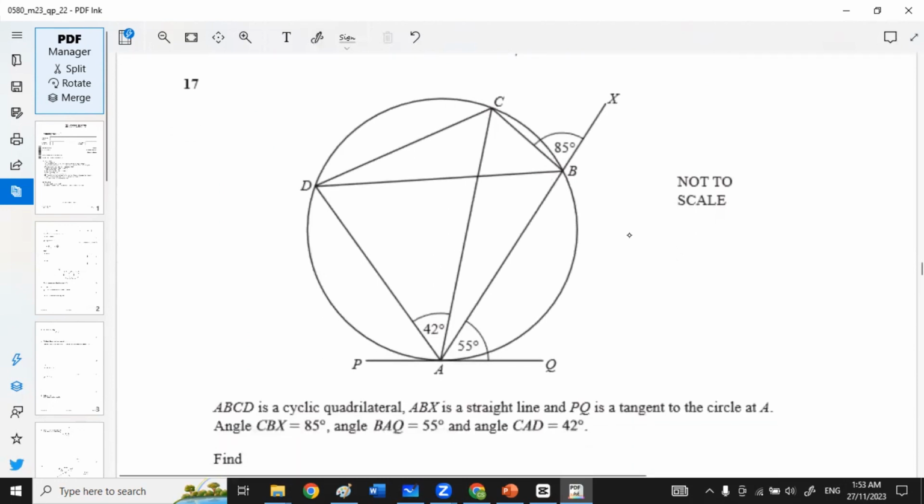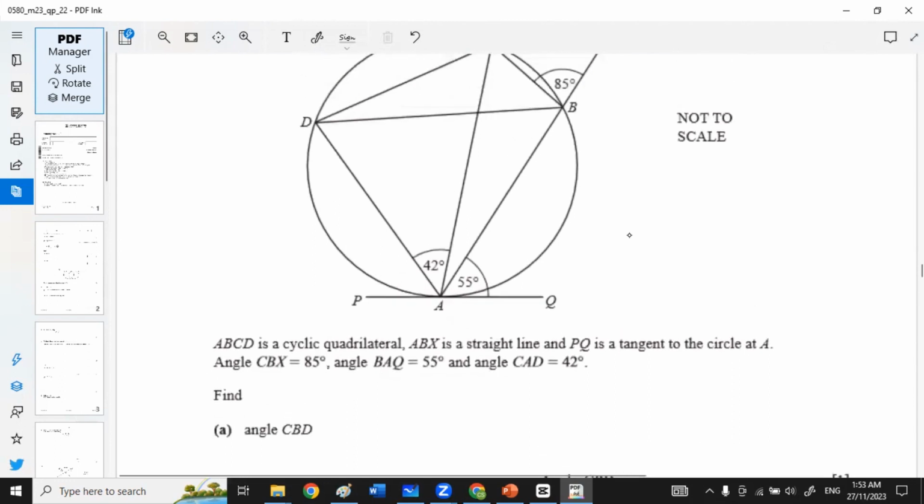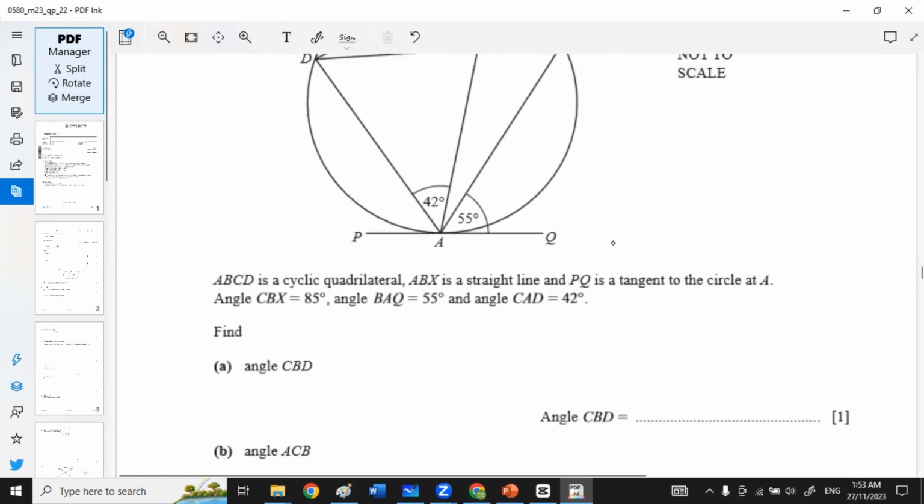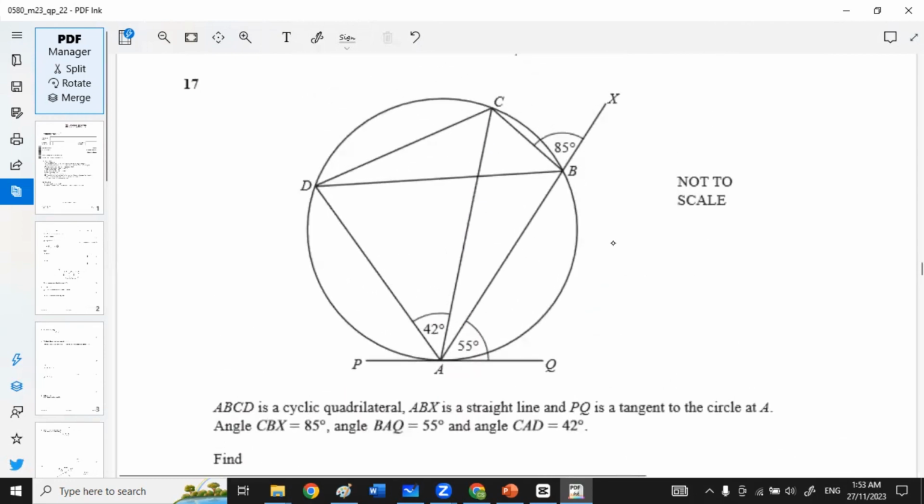Okay, number 17. A circle. This is a circle theorem question, so you need to know the properties of circle theorems. ABCD is a cyclic quadrilateral, ABX is a straight line, PQ is a tangent. Angles 85 and 55. Find CBD. One more tip: when you want to answer an angle question, don't combine everything together. It's better for you to split it.